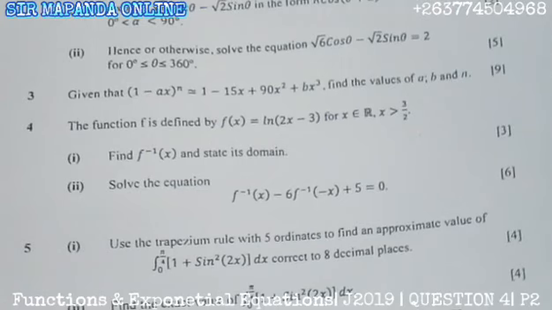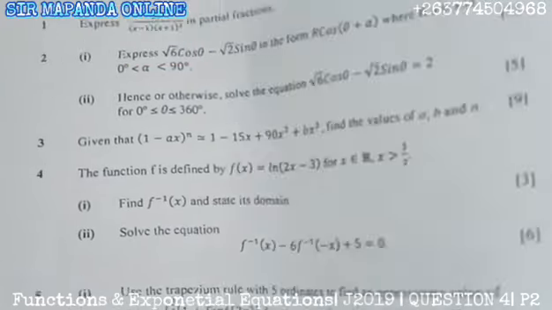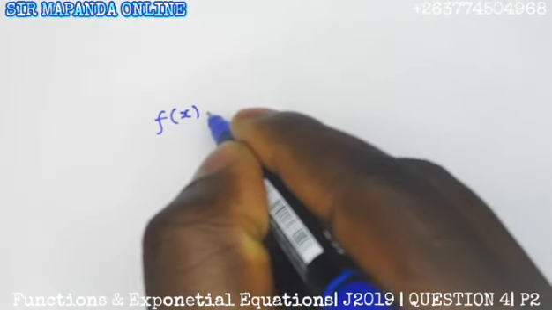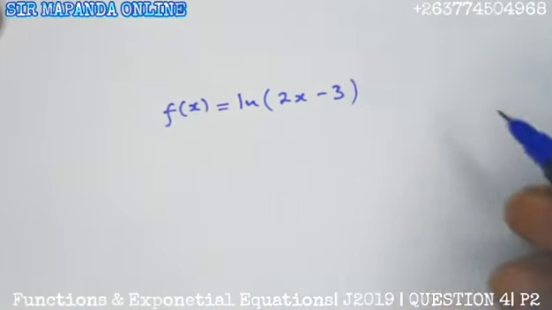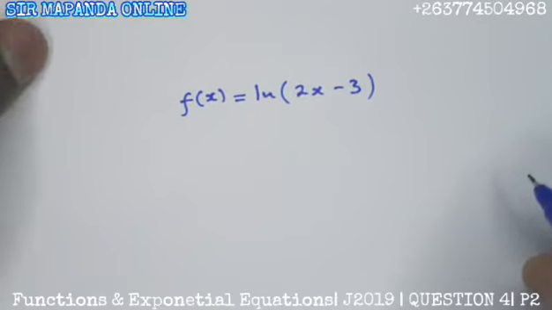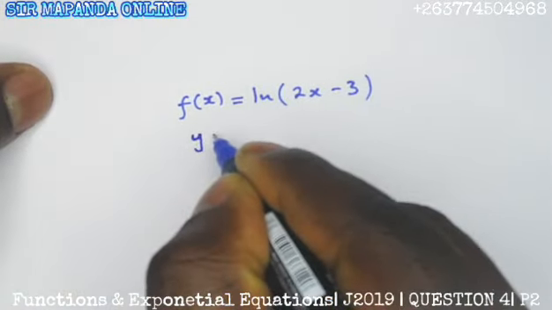Let us proceed. Find the inverse of f of x and state its domain, 3 marks. So the first thing, we are given f of x is equal to ln(2x - 3). To find the inverse of a function, you first of all replace f of x with y. So you write y is equal to ln(2x - 3). Then you make x the subject of the formula.